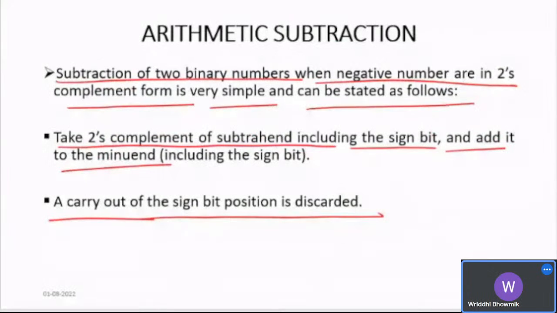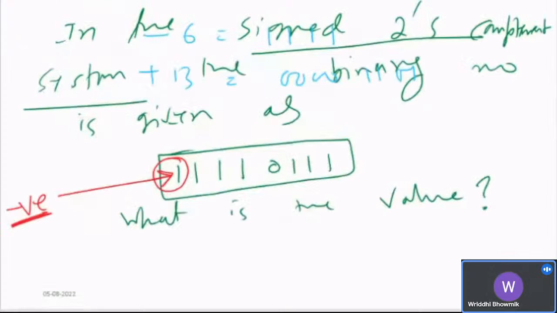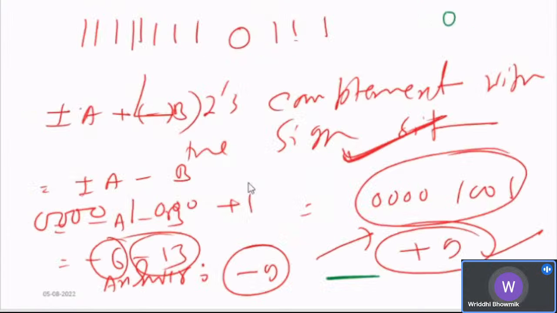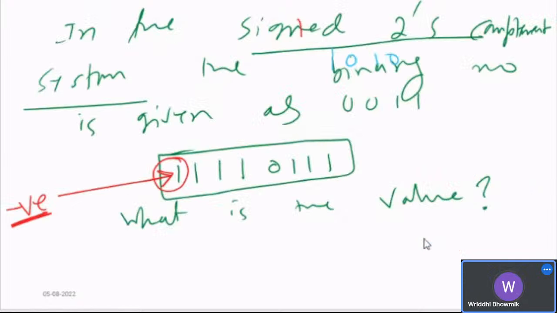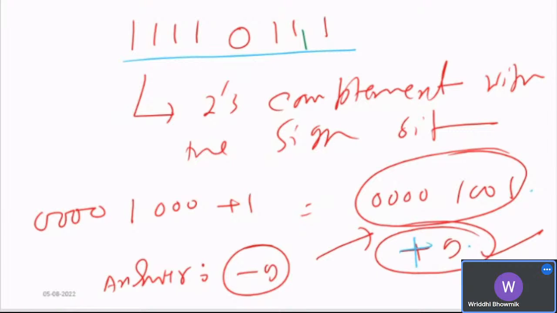Already I have told you this way. In the signed 2's complement system, when the number is given like this 1 1 1 1 0 1 1, and you see that the extreme leftmost bit is 1, so the number will be negative. So what will be the exact value? We obtain the 2's complement of this number, and the 2's complement is nothing but 0 0 0 0 1 0 0 1. So the number is +9. But you have to check that whatever binary number is given to you, at the leftmost position a 1 is present. So that is why the number is negative. So you have to write -9.